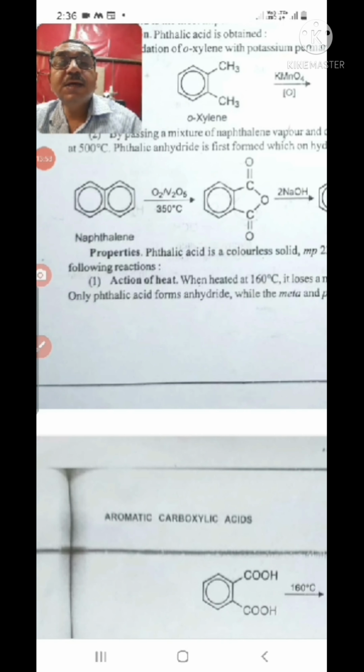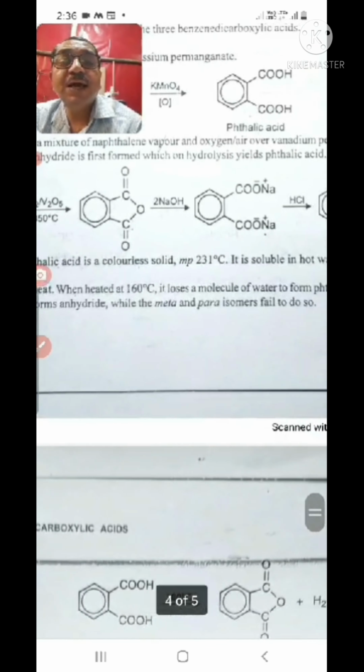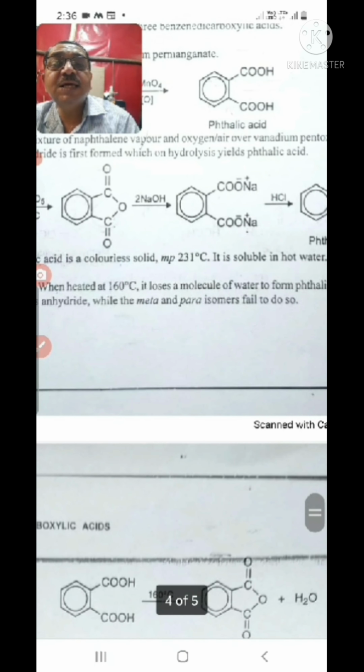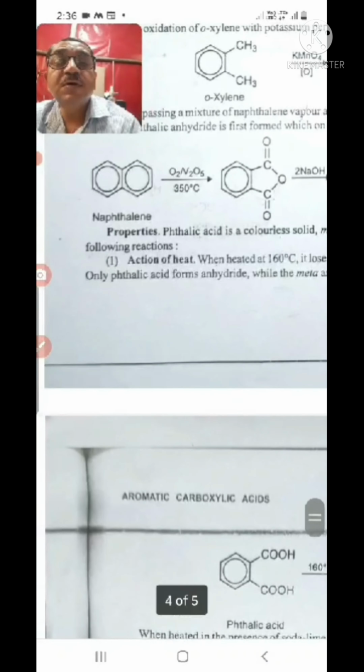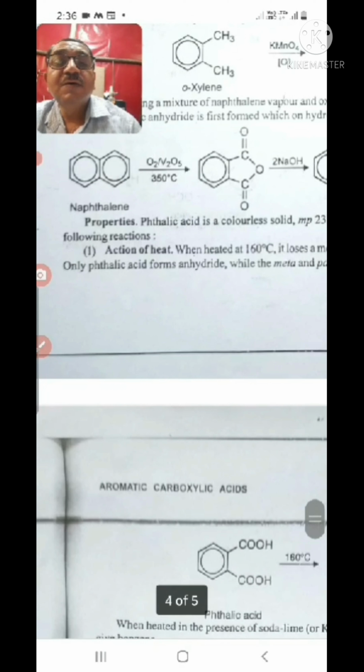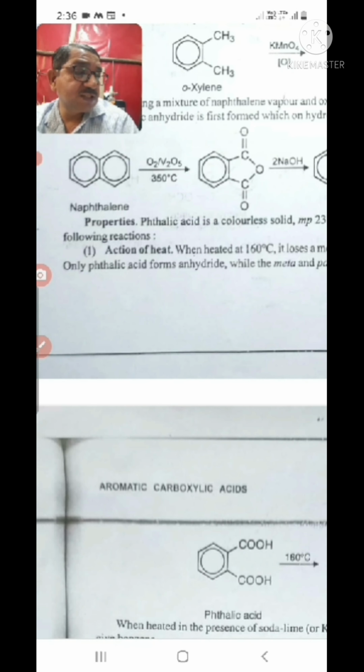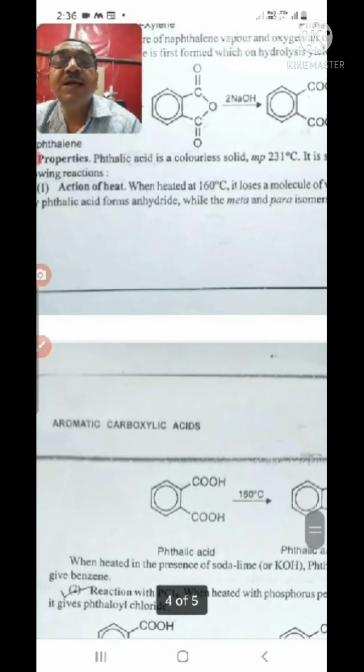Now considering the physical properties of phthalic acid. Phthalic acid is a colorless solid having melting point 231 degrees centigrade, soluble in hot water. It gives following reactions, means when we consider the syllabus part, we are having three reactions, that is action of heat, action of PCl5 and action of ethanol. Now consider the first reaction, that is action of heat.